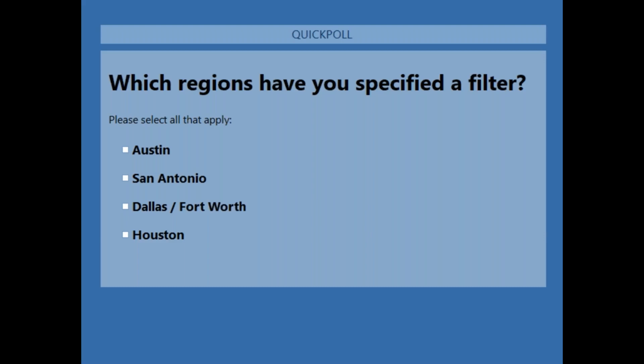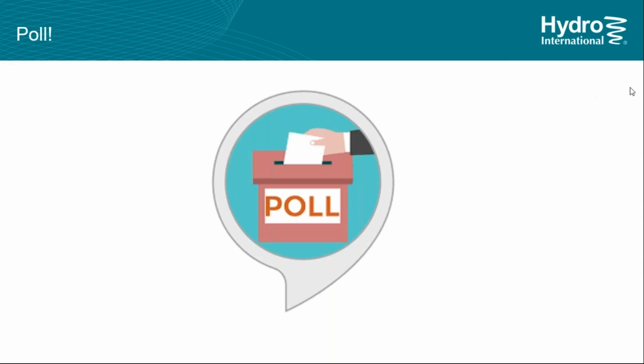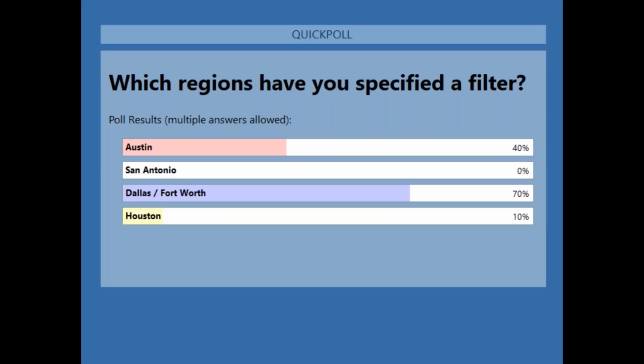Okay, looks like we have enough votes. So you should see the poll results now. 40% Austin, 70% in Dallas, Fort Worth, 10% Houston. And I'll be honest with you, I'm not surprised by the Austin results, but Dallas, Fort Worth, and Houston, from what I see, these are separator cities. So the first defense, the downstream defender, or maybe using storage as a solution for TSS removal.